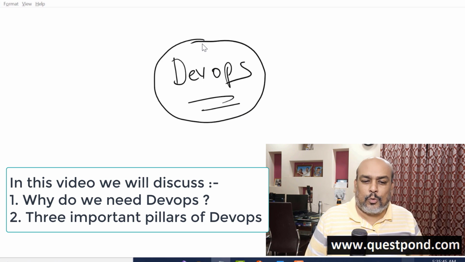So first, what we'll do is let us try to understand what problem DevOps actually tries to solve. And then we will go through the three important pillars. So let us get started.